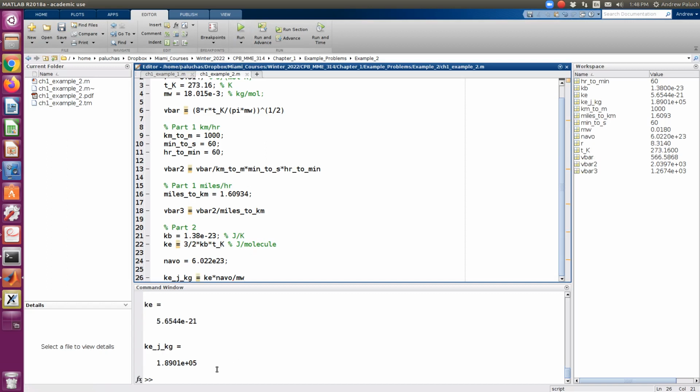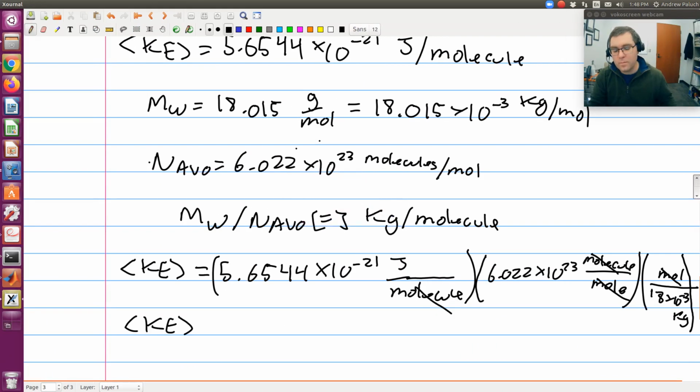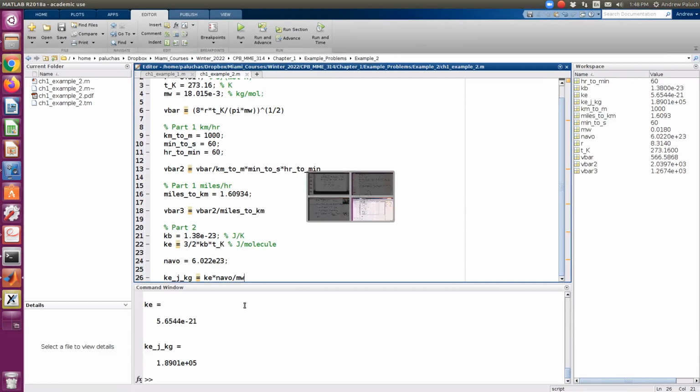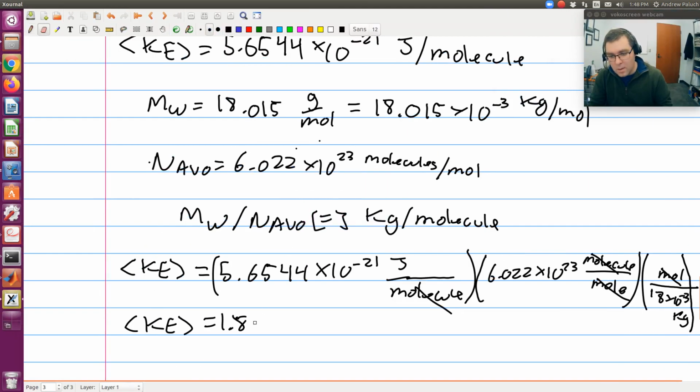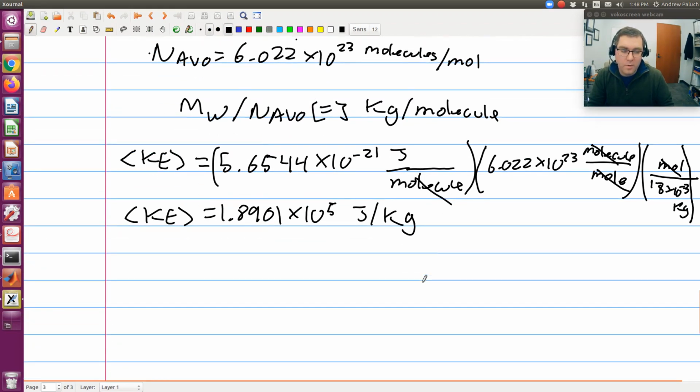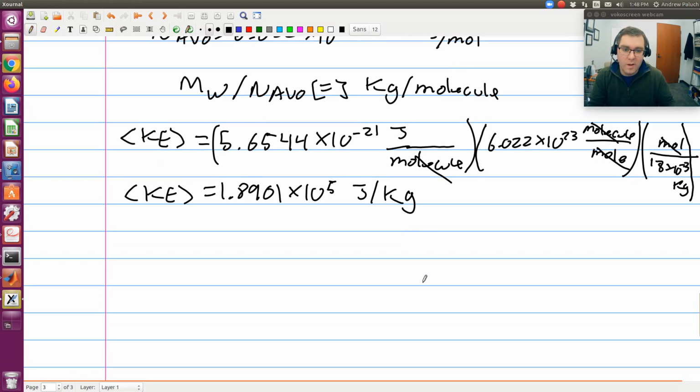So that's 1.8901 times 10 to the 5, and that's going to be joules per kilogram. And since we're asked for the kinetic energy in 1 kilogram, we would multiply by that 1 kilogram sample, and we'd be left with our kinetic energy.